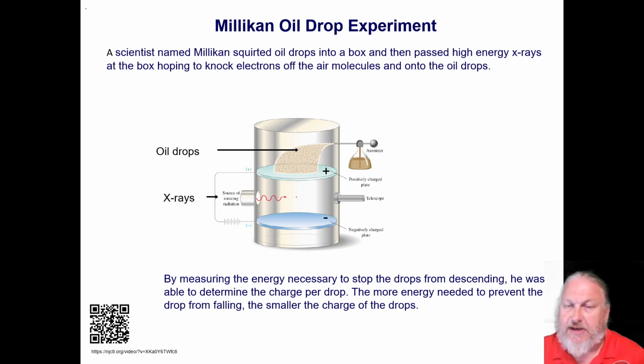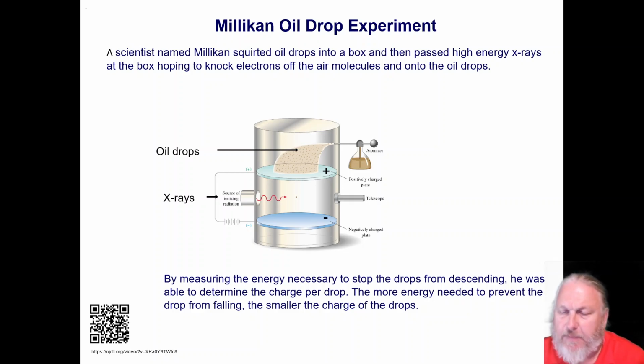So he would put in this ionizing radiation, X-rays. He would pass that through this little thing, and then he would look, right? And then he would spray some oil as it went down. And then these were charged plates. This is the anode, this is the cathode, right? The positive and the negative.